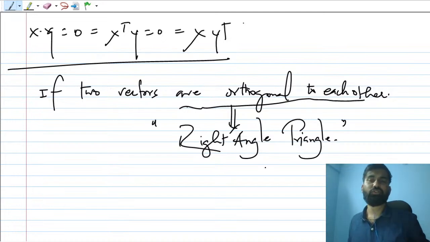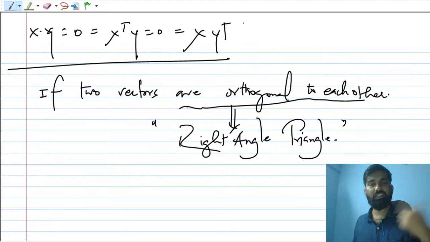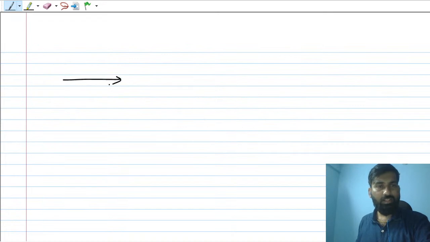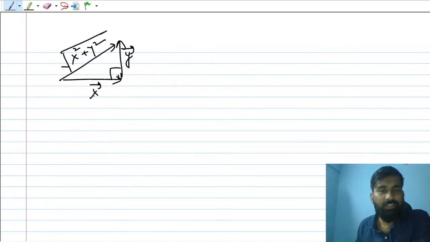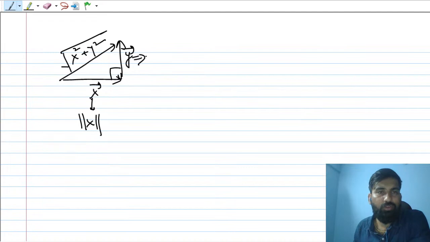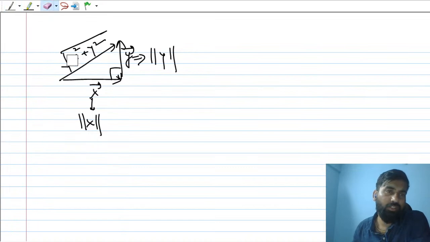Orthogonal to each other. If two vectors are orthogonal to each other, it means they will form a right angle triangle. This is a very basic concept, right? Suppose we have any vector x and any vector y. They are orthogonal, meaning they are 90 degrees apart, so we can say this is going to be x square plus y square. You can find the norms of vector x, the norms of vector y, and then just add these two vectors, so here it will be the norm of x plus y.